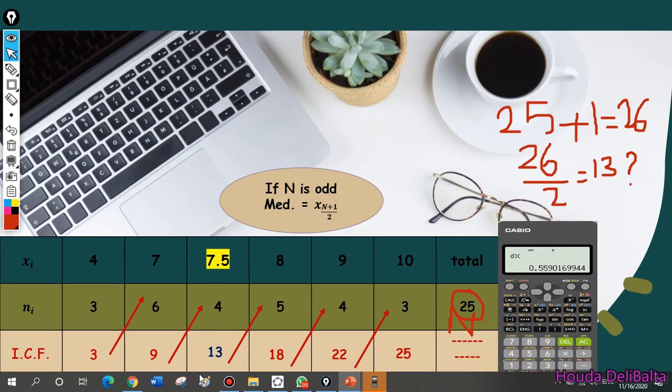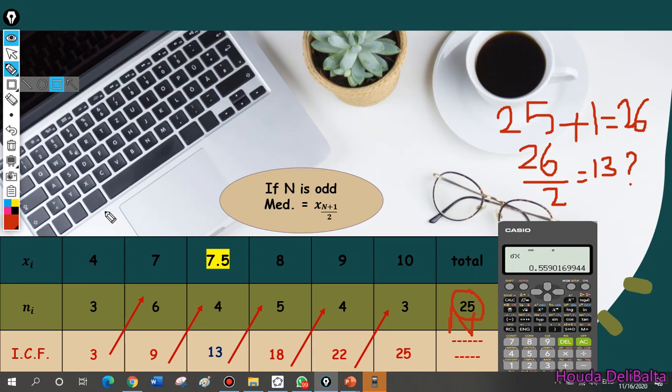Now there is something special here, that 13 is colored blue. What's the secret in this number? Let's go ahead. If you remember, when we add 1 to 25 we get 26. Then when we divide it by 2 we get 13. Okay. Now let's use arrows to make things clear.